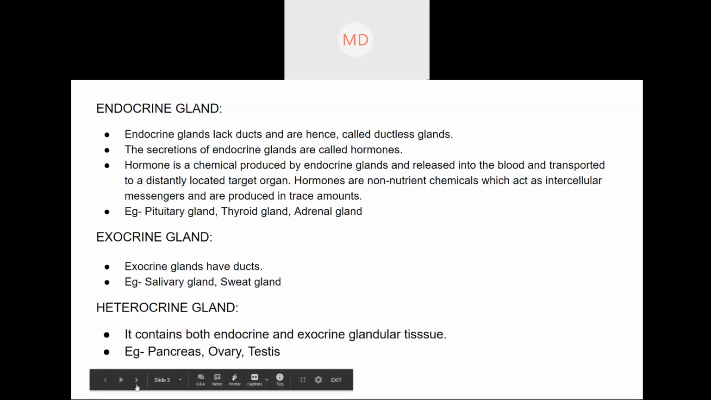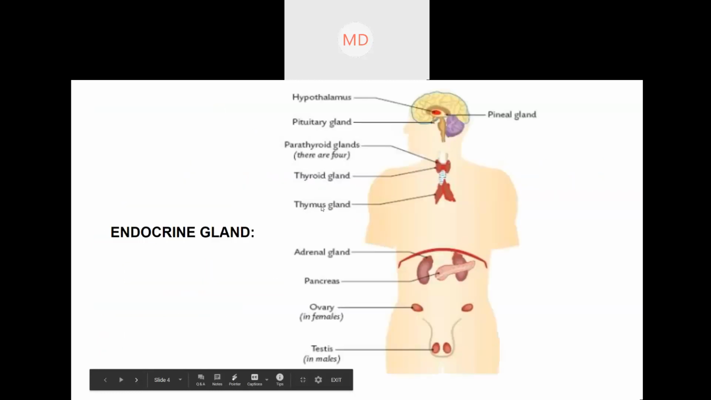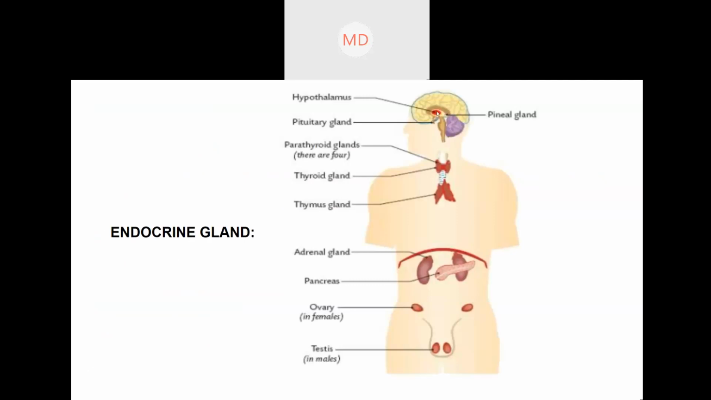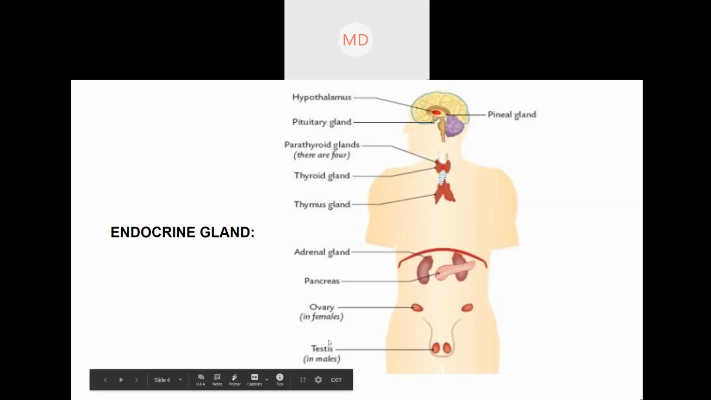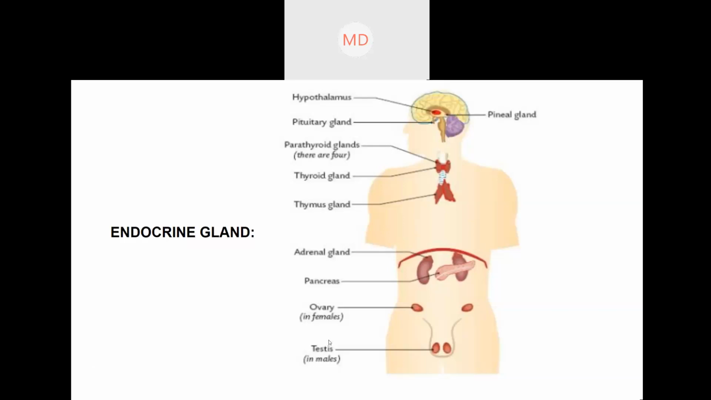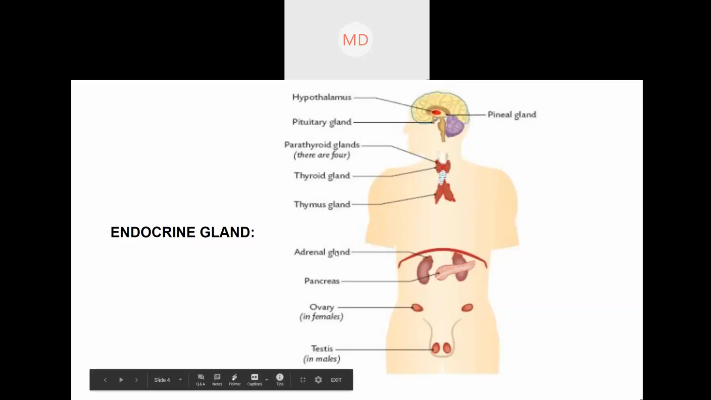Okay, so there are 10 glands. First is hypothalamus, then there is pituitary. These are the locations. Just to show you where each is found, I have put this diagram. So there are 10 glands: hypothalamus, pituitary gland, pineal gland, thyroid gland, thymus gland, adrenal gland, pancreas, ovary, and testes. There are 10, you can count.